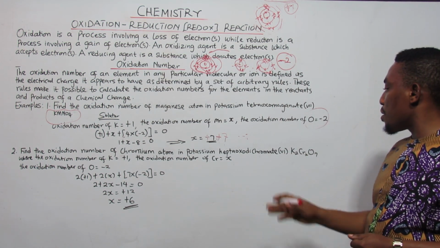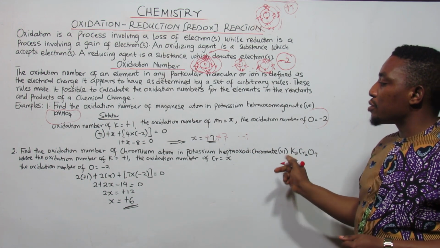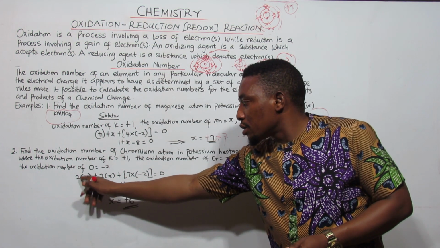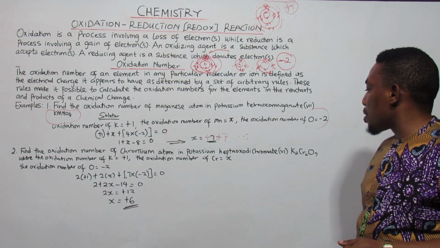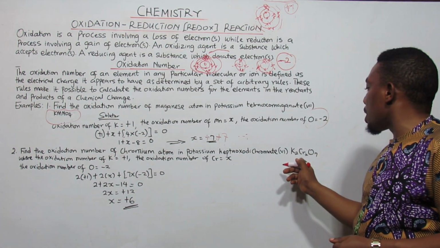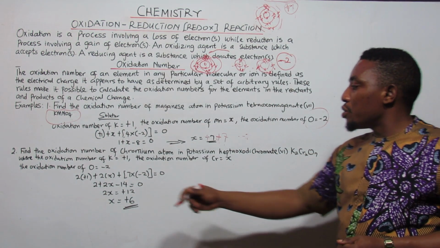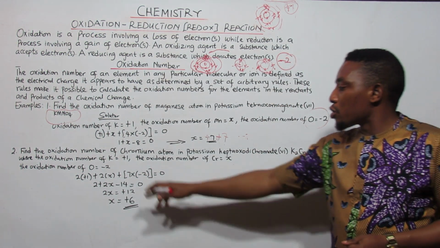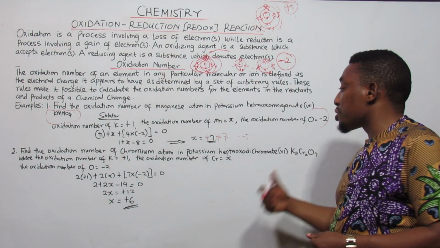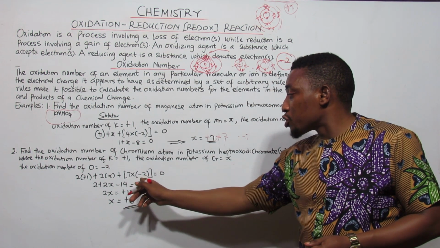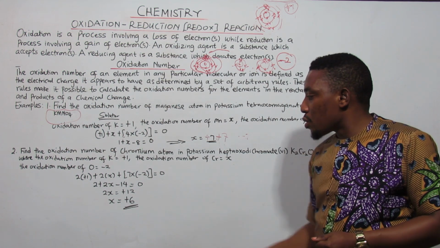So here you have 2 atoms of potassium. Therefore, it becomes 2 times bracket plus 1, which is the oxidation number of potassium, plus 2, because chromium has 2 atoms, 2 times the unknown oxidation number, which is X, plus oxygen has 7 atoms, so you have 7 times minus 2, where minus 2 is the oxidation number of oxygen, equal to 0.